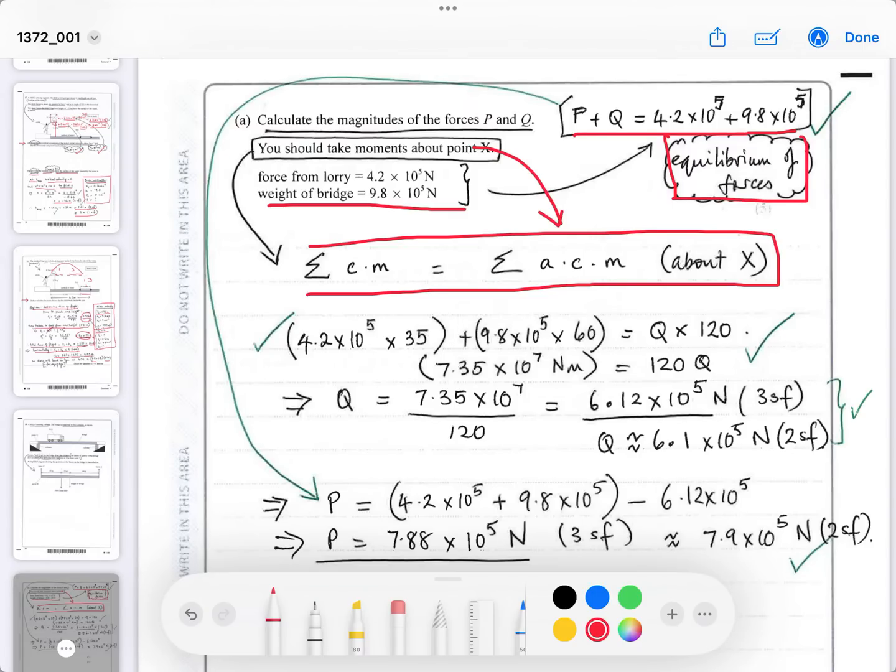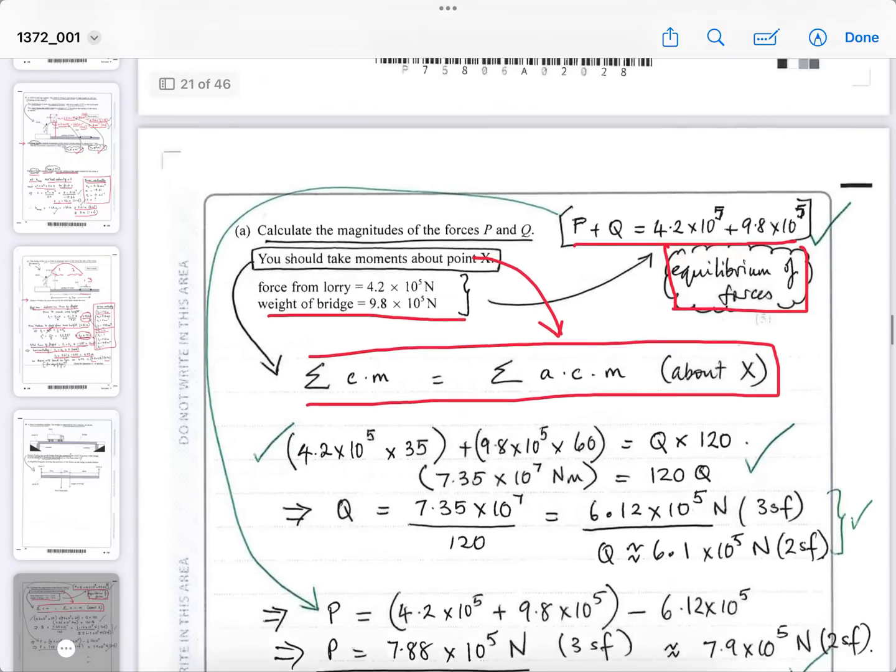So if we now take the clockwise moments, and let's look at the diagram, clockwise moments about X.